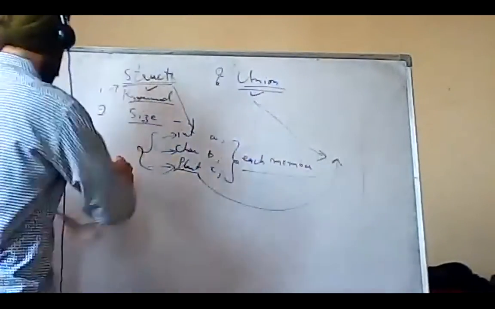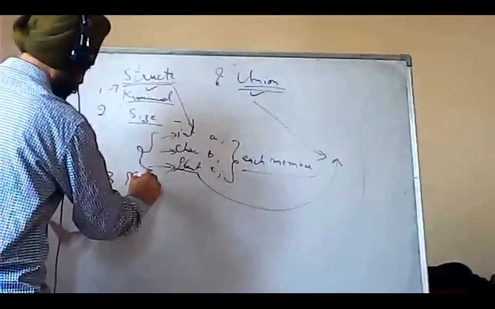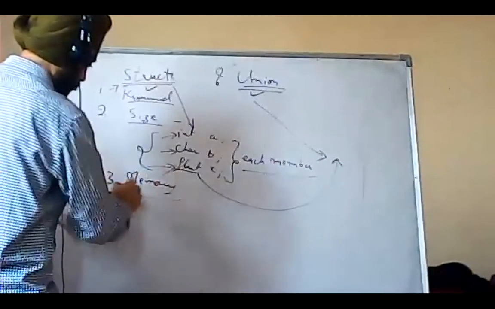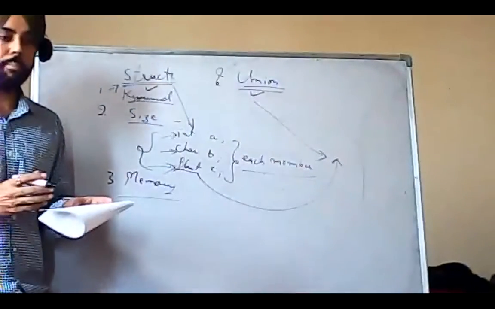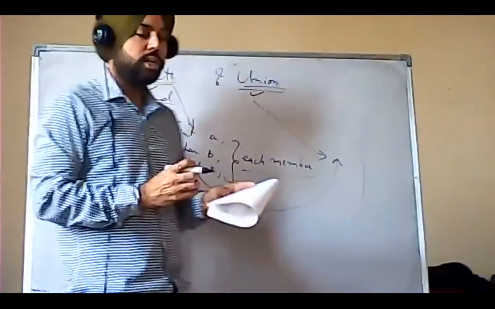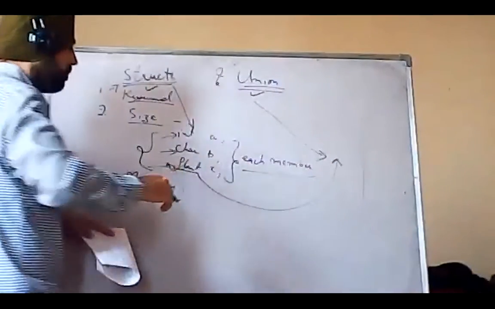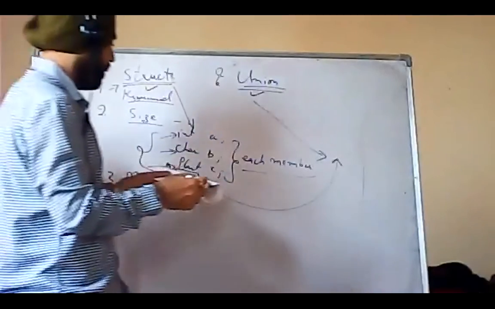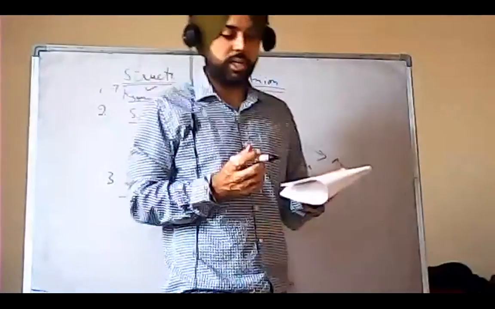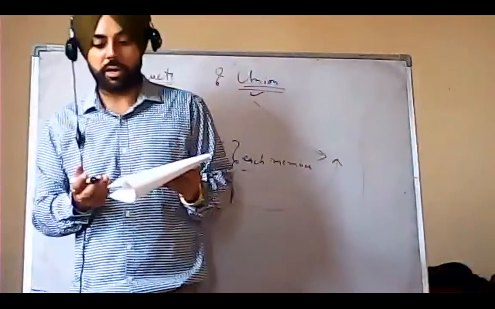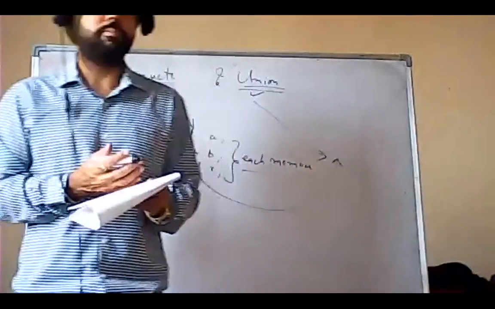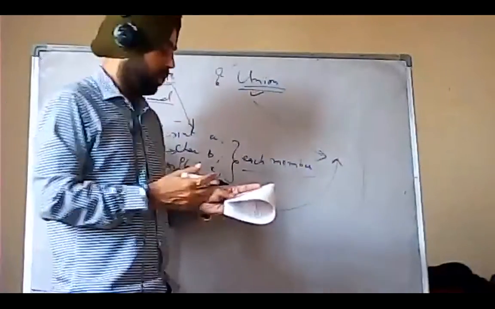So the third is the memory point. Each member within a structure is assigned a unique storage area. In the case of union, the memory allocated is shared by the individual members of the union. It is shared memory.